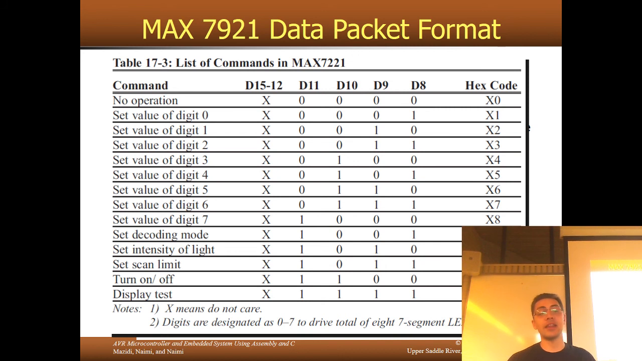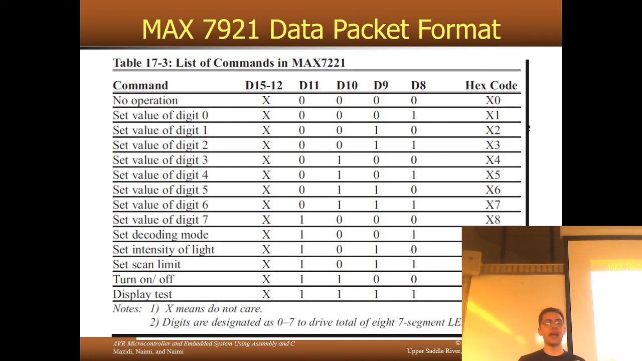Then the next command is set intensity of light, which actually allows us to dim the whole display. It uses pulse width modulation. I don't remember what the PWM frequency is, but you can effectively make it dimmer or brighter. Okay, intensity of light. Last couple.